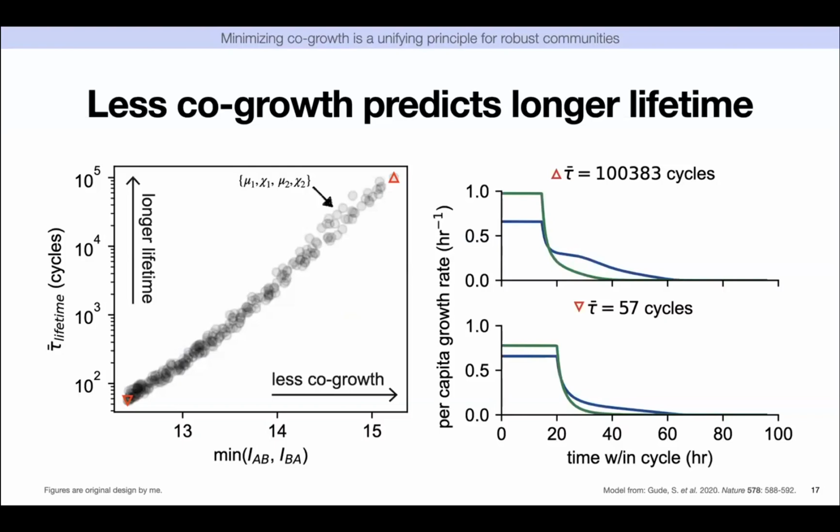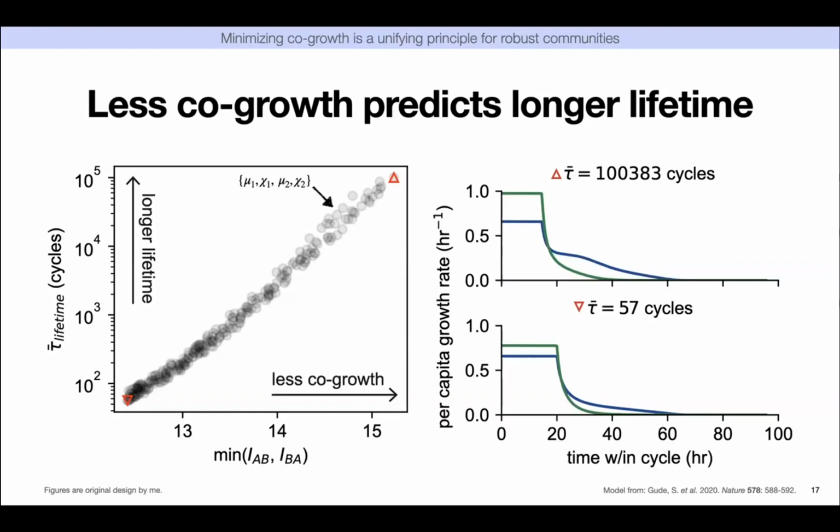So we can run this calculation for the same ensemble of communities that I showed you before in this complex coexistence space. And we find this really striking log linear relationship between our metric of co-growth and our metric of robustness, lifetime. Here in the scatter, a single point is telling you one community that's defined by a particular set of growth rates and chemotactic affinity constants.